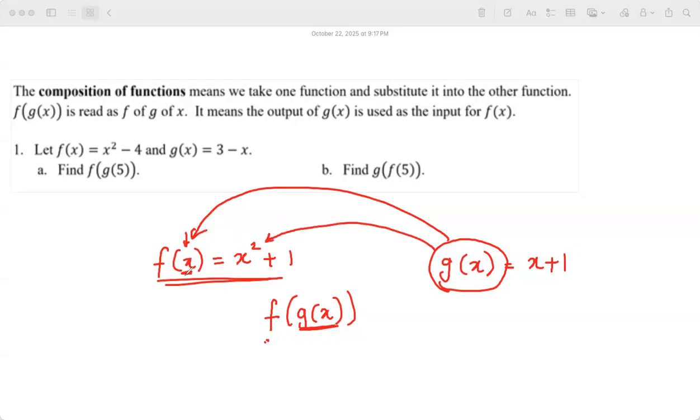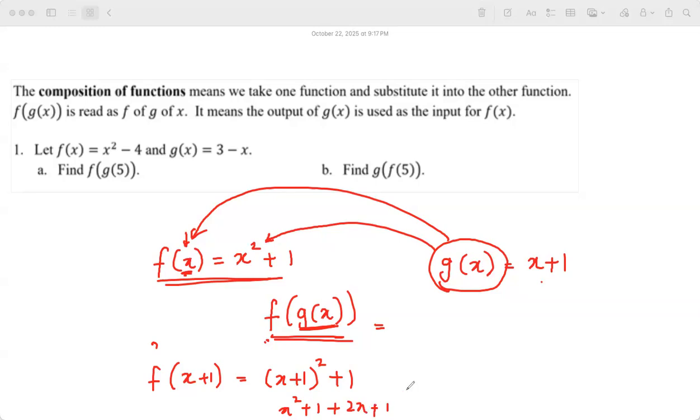Wherever I see x, this is read as f of g of x. You are going to plug in g of x into wherever you see x. So f of, I'm going to plug in x plus 1, equal to x plus 1 the whole square plus 1. So x square plus 1 plus 2x plus 1. So you get x square plus 2x plus 2. This is your composed function. Any questions?